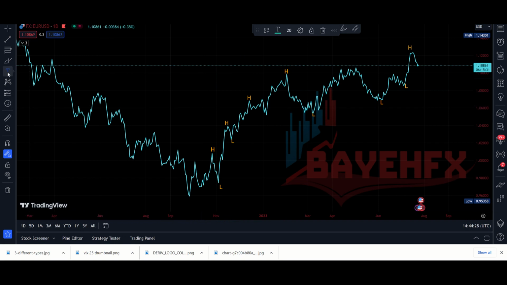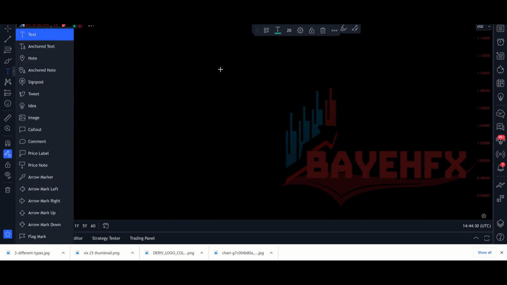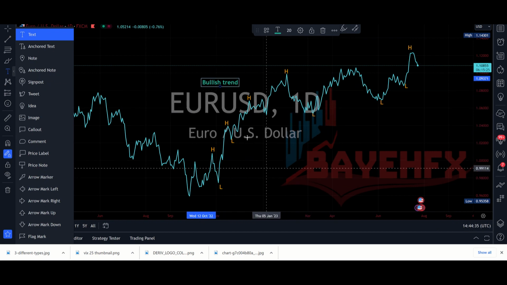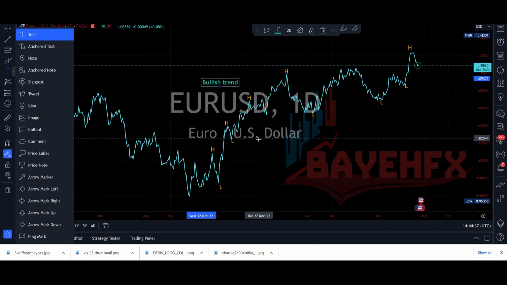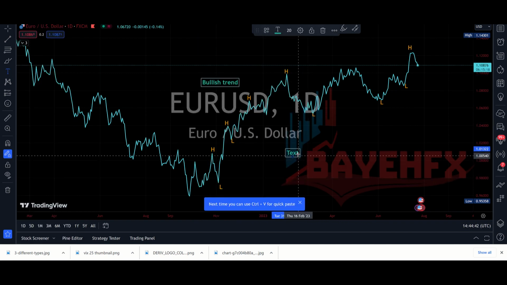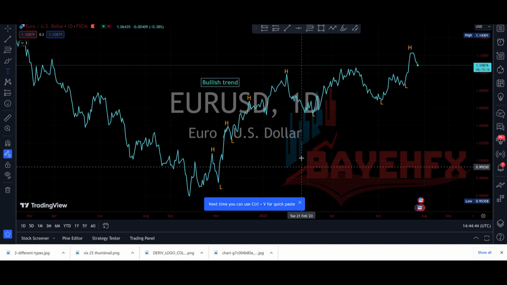Well, so we have something of this nature here, right? This particular market is on a bullish trend, and as you can see how bullish it looks, right? So that's it, and that's for the bullish trend.